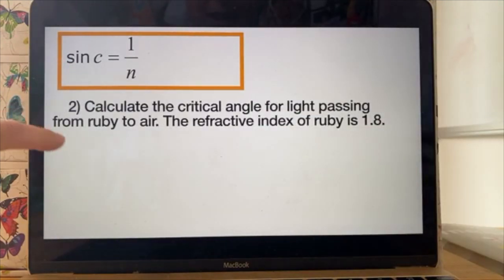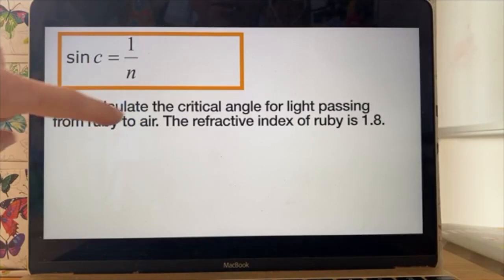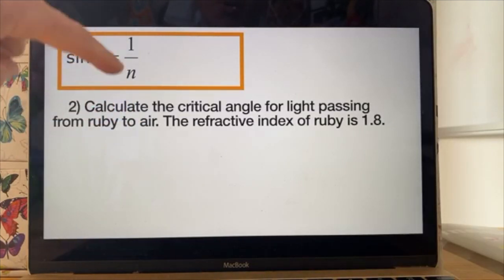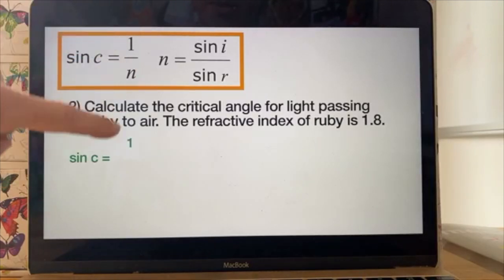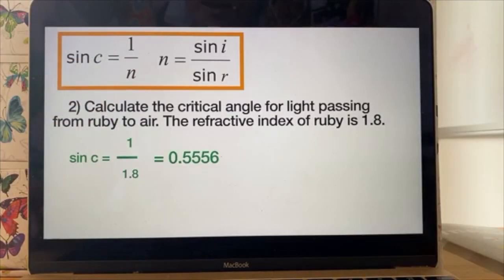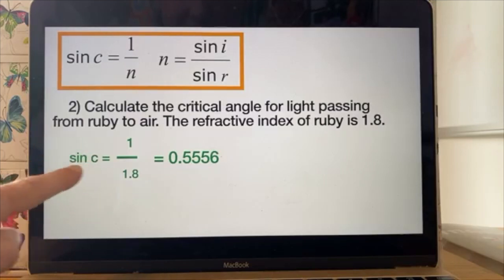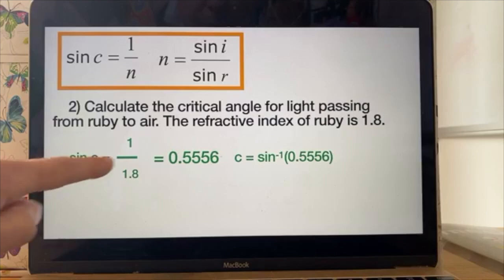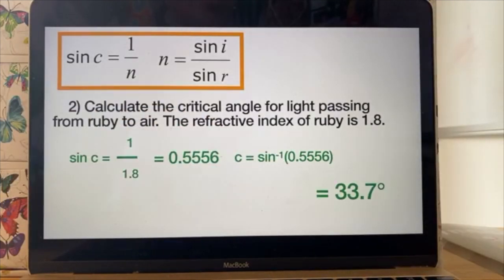Question 2, calculate the critical angle, so C, for light passing from ruby to air. The refractive index of ruby is 1.8, so we've got sine C equals 1 divided by 1.8, and that gives us 0.555555556. But that's only sine C, so we need to unsine both sides to get C. So C equals sine minus 1 of 0.55555, which is 33.7 degrees. Well done if you got that.